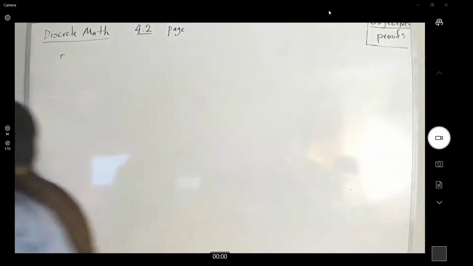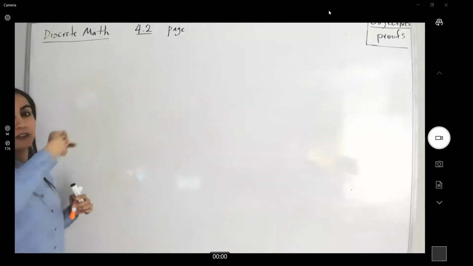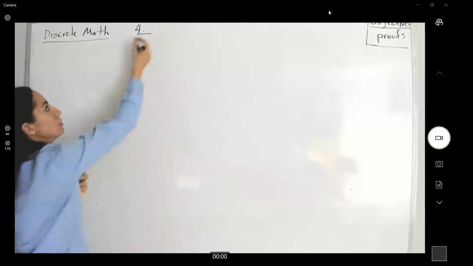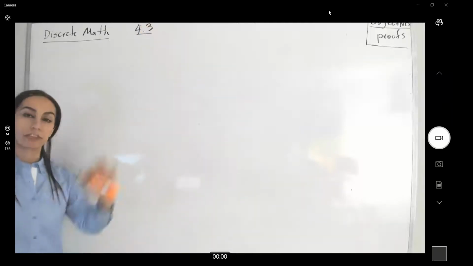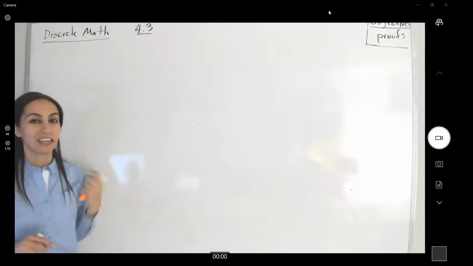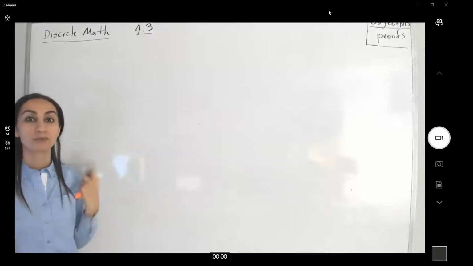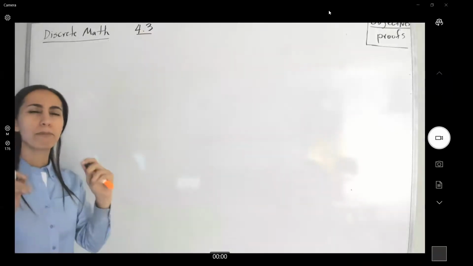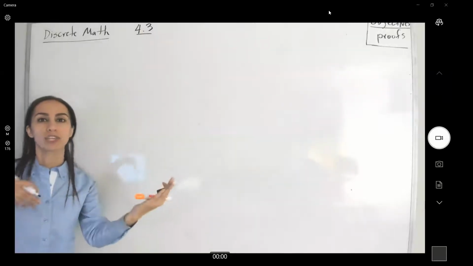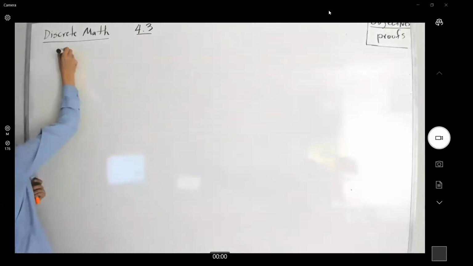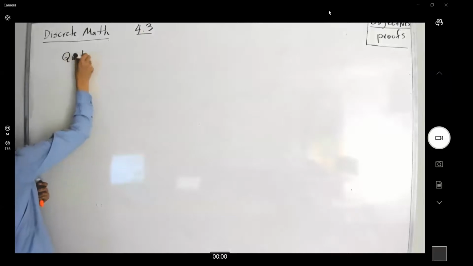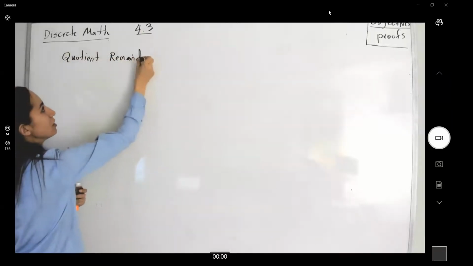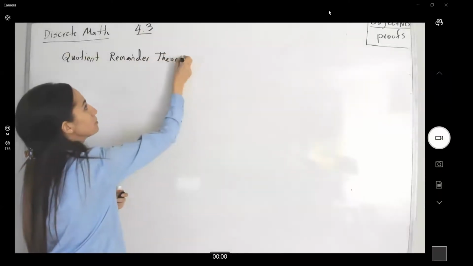We're going to actually start 4.3 officially on Wednesday. I'm just going to go over 2 important definitions that we're going to use later in 4.3 to prove things. So first of all, we're going to talk about an important theorem that we call the quotient remainder theorem.